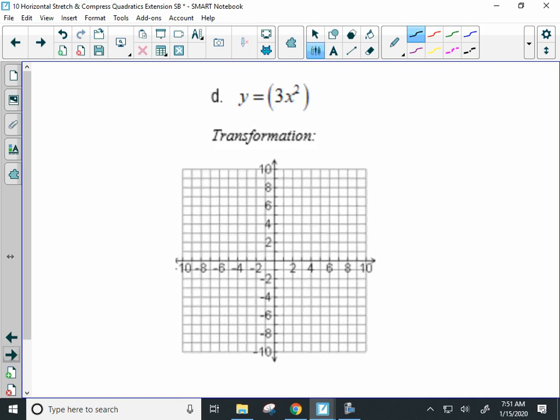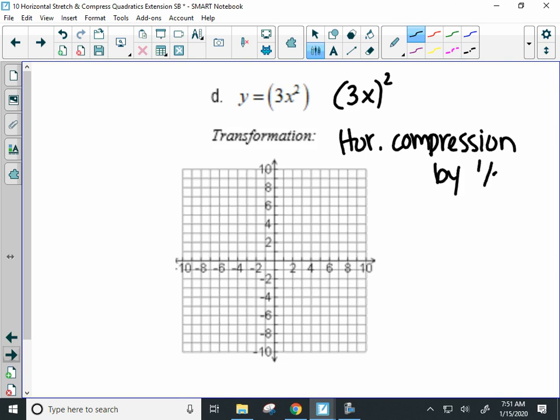All right, last problem for this example. Again, it's written kind of wrong. It should be (3x) squared like that. My apologies. Here, 3 is greater than 1, so we have a horizontal compression by the reciprocal of 3, which is 1/3.